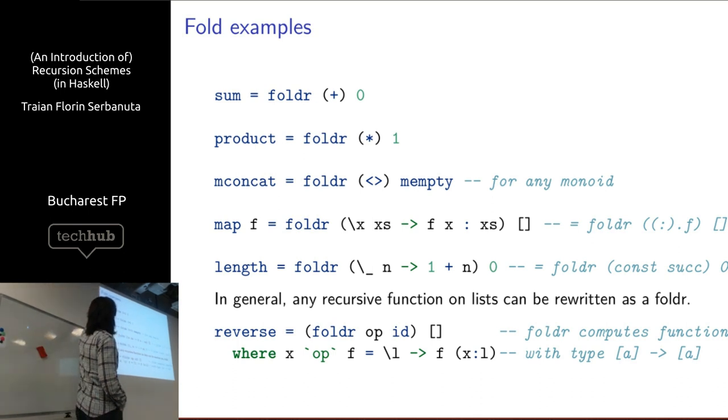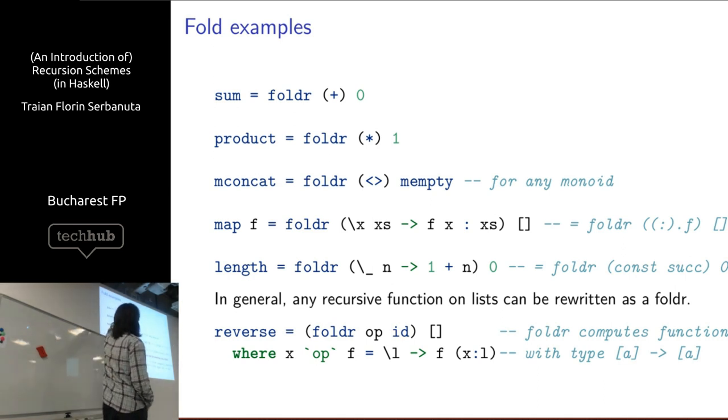We have some examples, usually with monoids. Basically, we say that if I have a monoid operation and a neutral element, I can do a fold, and then I get an interpretation of the list in that monoid. So for example, sum is a fold with plus starting with 0. Product is a fold with star starting with 1. And in general, for any monoid, mconcat of the monoid is a fold starting with the empty value of the monoid and using mappend for the operation.